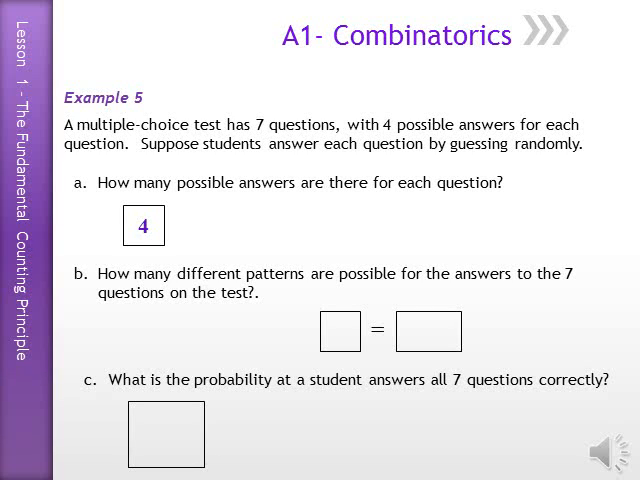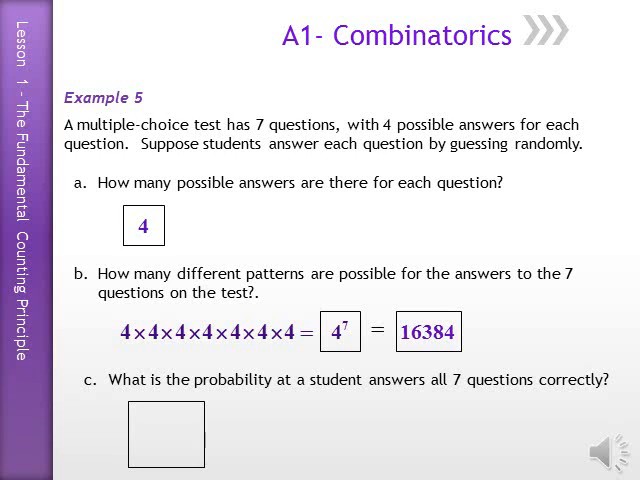How many different patterns are possible for the answers to the 7 questions on the test? You now have 7 different choices to make, 1 for each question, and 4 choices for each question. So, it's 4 times 4 times 4 times 4 times 4 times 4 times 4, which, again, can be written as 4 to the power of 7. And this works out to be 16,384 possible outcomes.